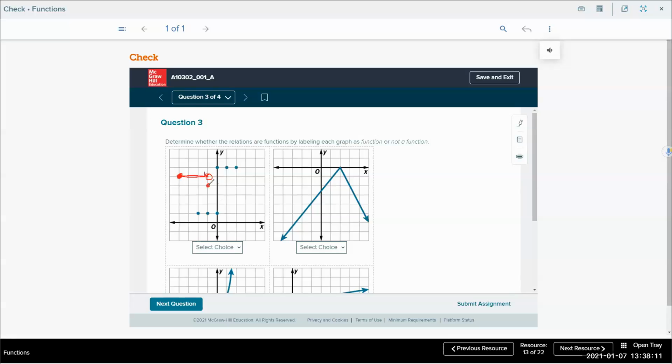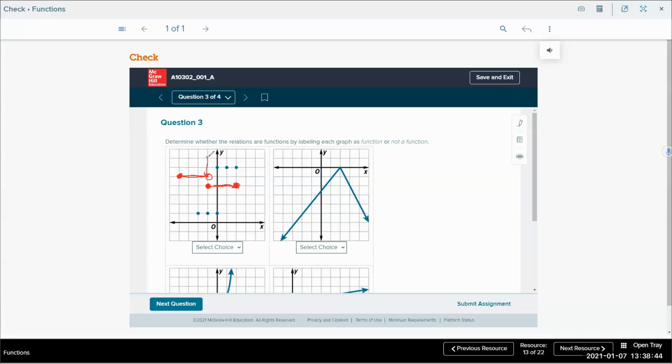If it looks like this, where the open circle is on an x value of -1, but then I have a closed circle on -1, this would be a function because the open circle is not a point on the graph. It's a boundary showing that this line segment goes all the way up to -1, but stops right before it gets to -1.